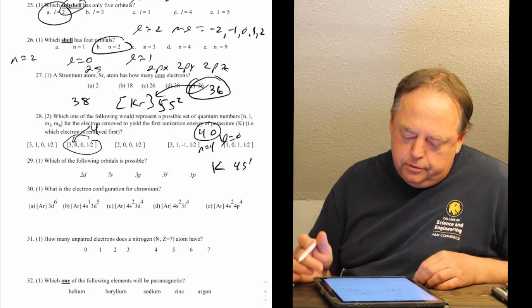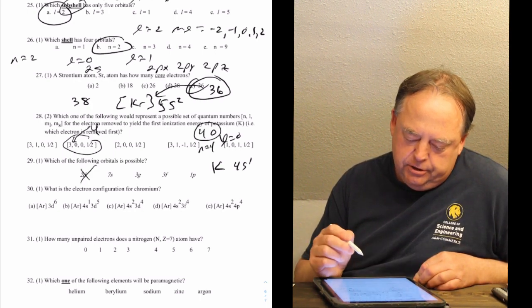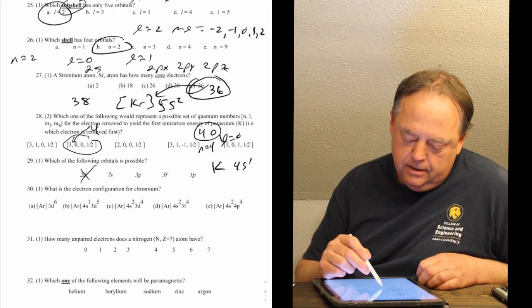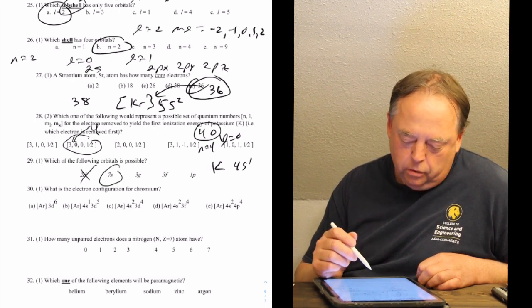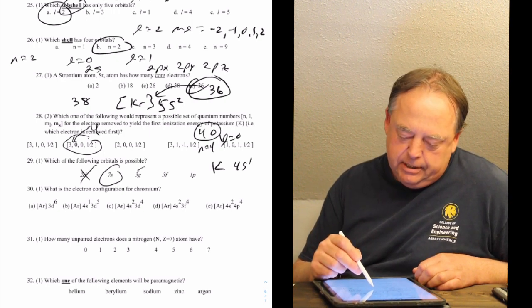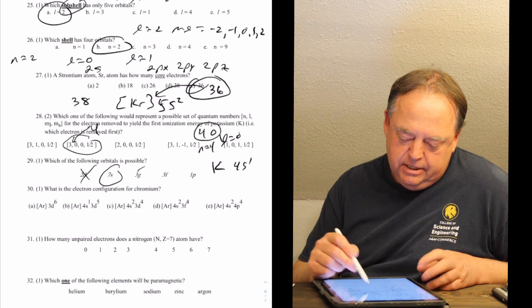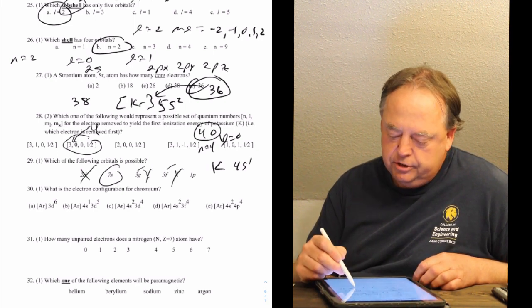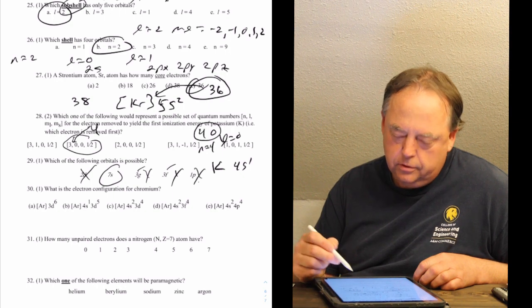Which of the following orbitals is possible? So that 2d doesn't exist, because the second shell only has s and p. Every shell has s orbitals, so that's possible. The third shell only has s, p, and d, so no g's, no f's at the third shell. And the first shell only has s orbitals, so that's not possible.